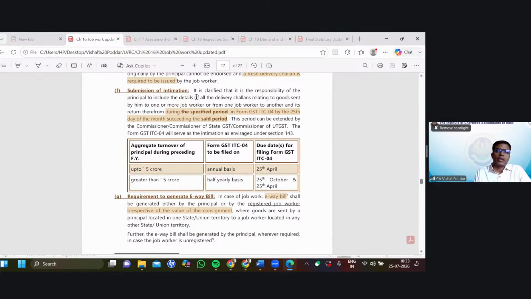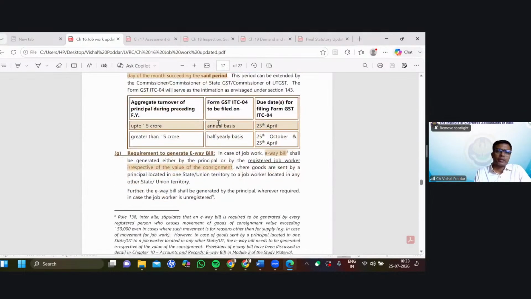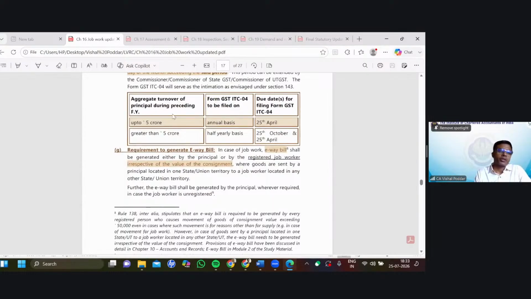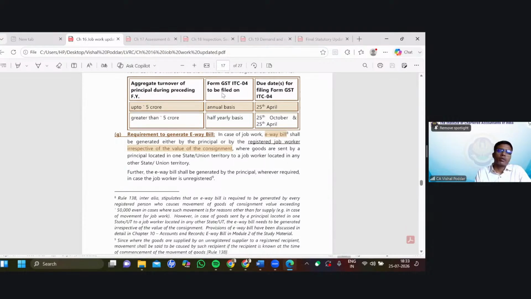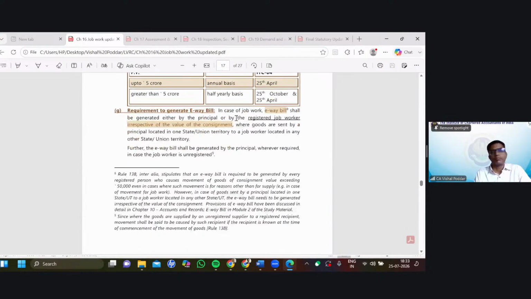Next, as a principal, I have to upload this form ITC04. This has to be done by 25th of the month after the said period. Now, again, here some relaxation is given, where the aggregate turnover of principal is up to 5 crore, it can be done on annual basis. Where it is more than 5 crore, it can be done on half yearly basis.